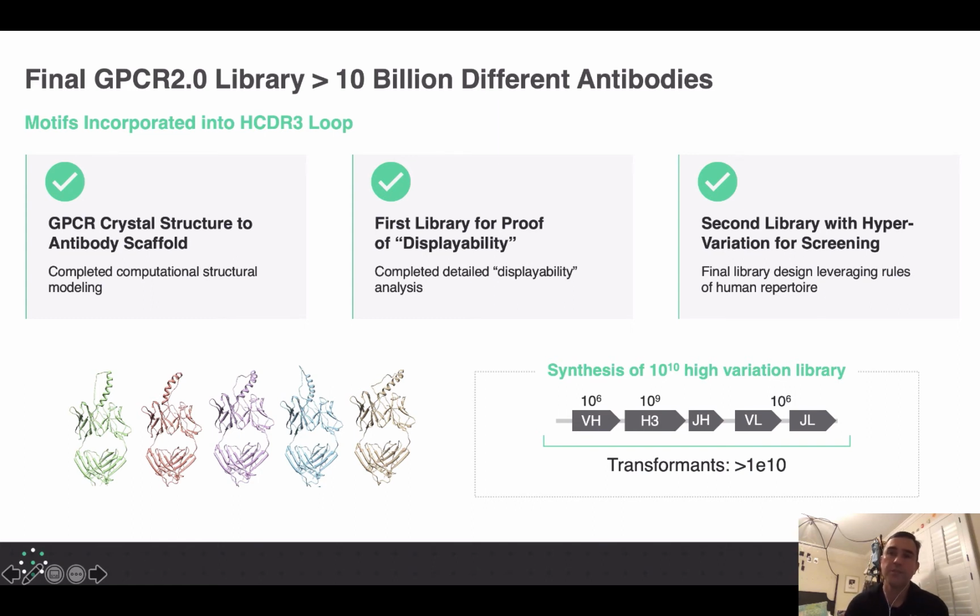Once we felt that we had a good framework and loop length to hold and display these motifs, we then put in this large loop library to enable us to create the final GPCR library that we have today. And again, we transformed it on the level of 10 to the 10th, or 10 billion different antibodies.